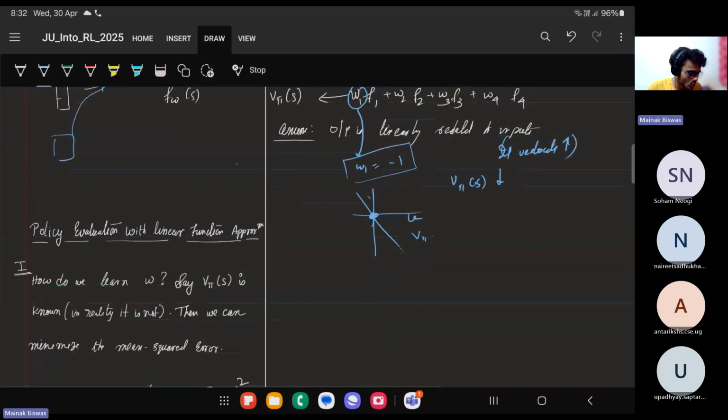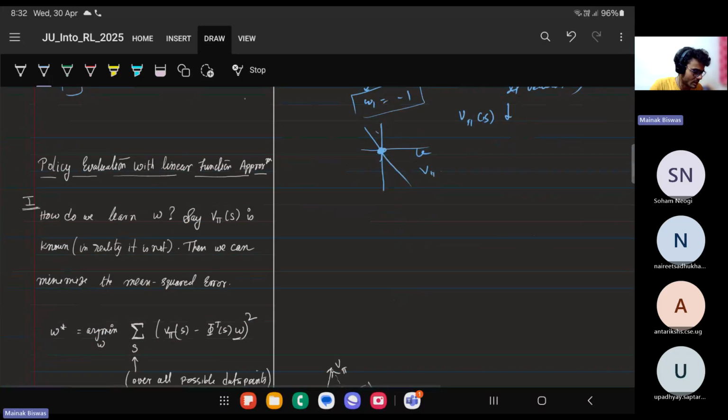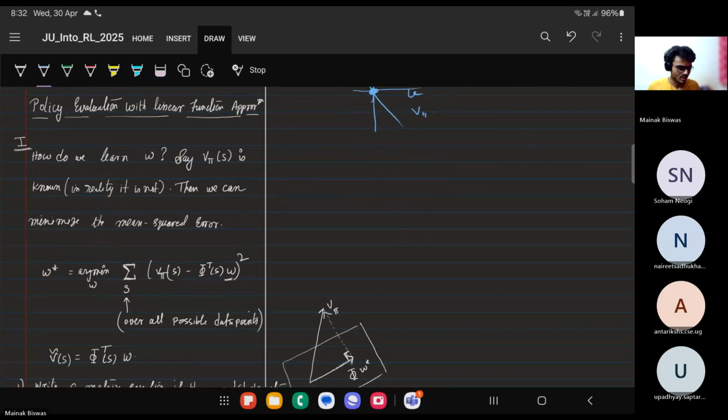We'll not go into such complex things as of now. What we'll try to do is assume that whatever data we have, say we have data over S states, we'll try to learn the value function for that. That's all we're going to do. So we want to learn W. Again, recall V pi of S is phi transpose S W.